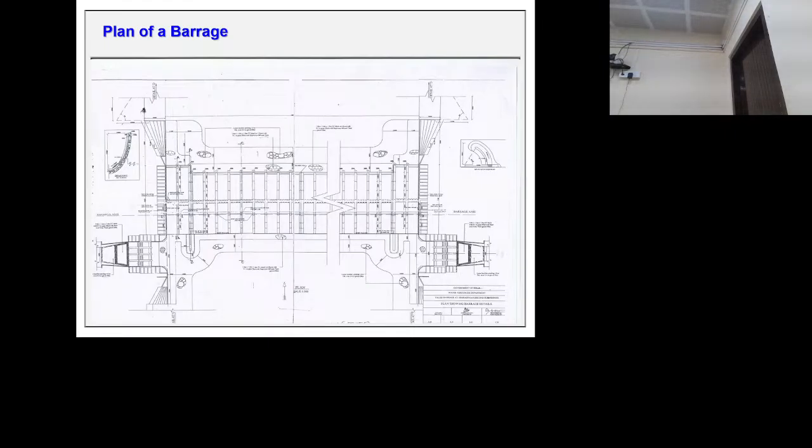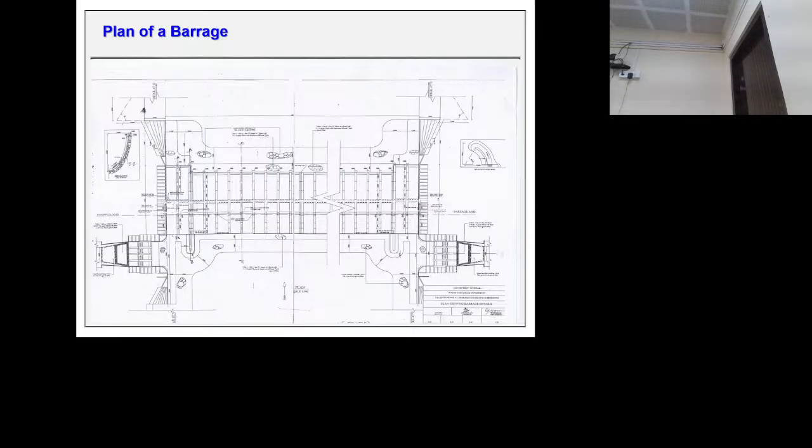So these are the undersluices, and these are the spillways, and this is the head regulator. This is the left head regulator and this is the right head regulator. So water will stop here and water is entering into this one and here. Gates are operating here and they are releasing water to the left side and right side.